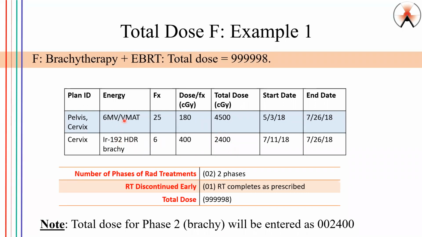So here you have external beam radiotherapy and you have HDR brachytherapy. First of all, you have two phases, but because the planning technique is different, we cannot add them. So the total dose is going to be that code. But the total dose for this phase, you can capture for that phase in the abstract as 2,400. You just cannot add them.